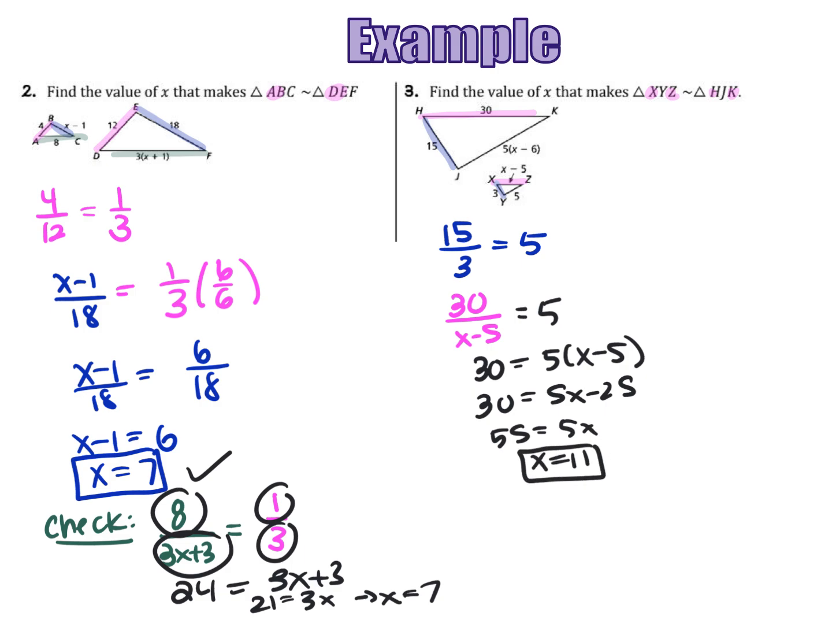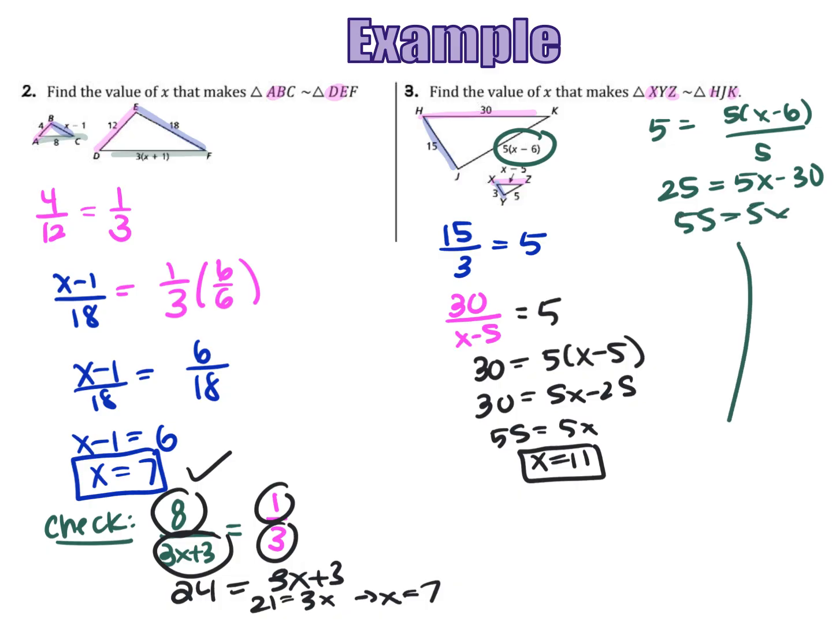And we can, again, confirm that that works by using the third ratio, which would be, I'm going to come up here, 5 should equal (5x minus 6) over 5. So 25 should equal 5x minus 30, and we get 55 is 5x, so x is 11, and we have confirmed that that answer works.